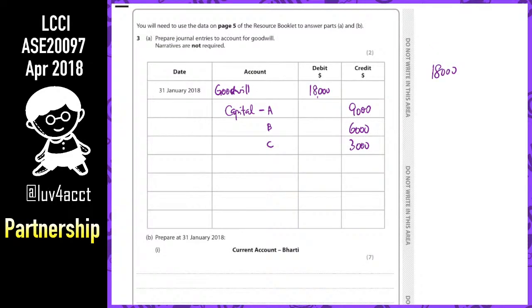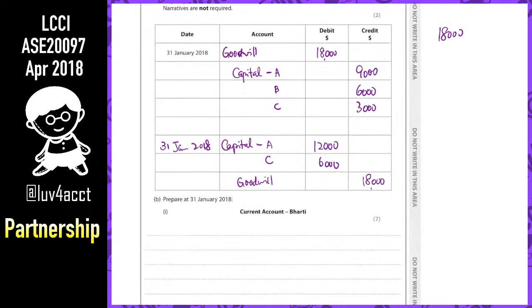Okay, narrative not required. So we immediately write it off after B leaving. Capital of A and C, and then goodwill, credit 18,000. Now it is 2 to 1. 18,000, 2 to 1, that is 12,000 and 6,000. Okay, finished.